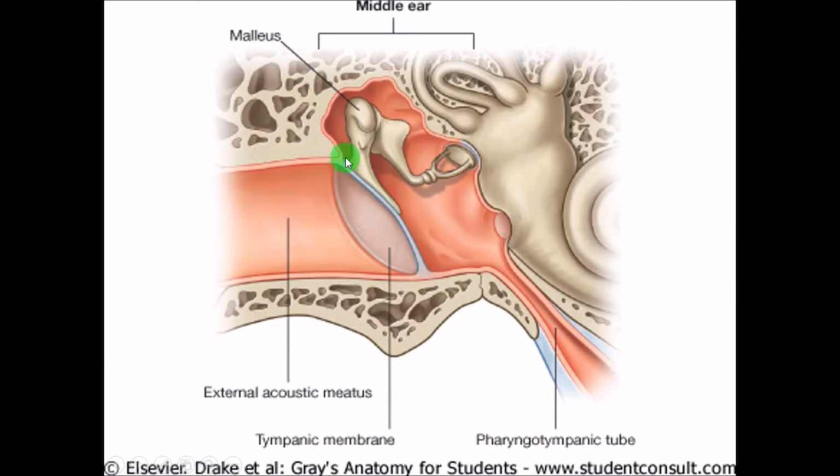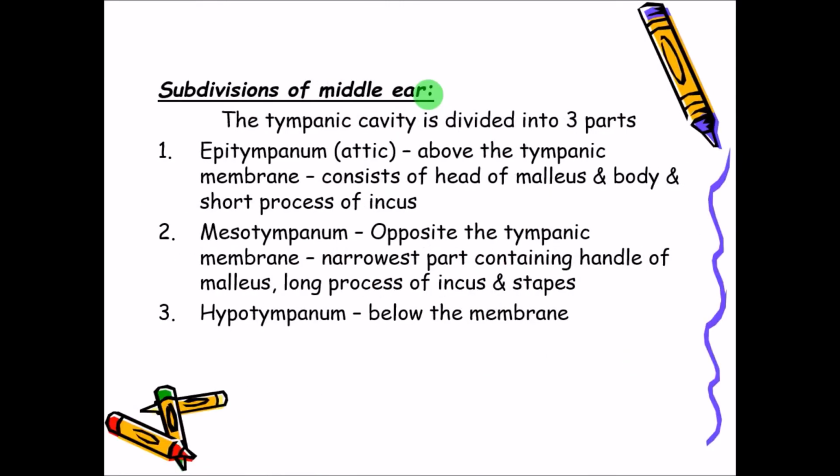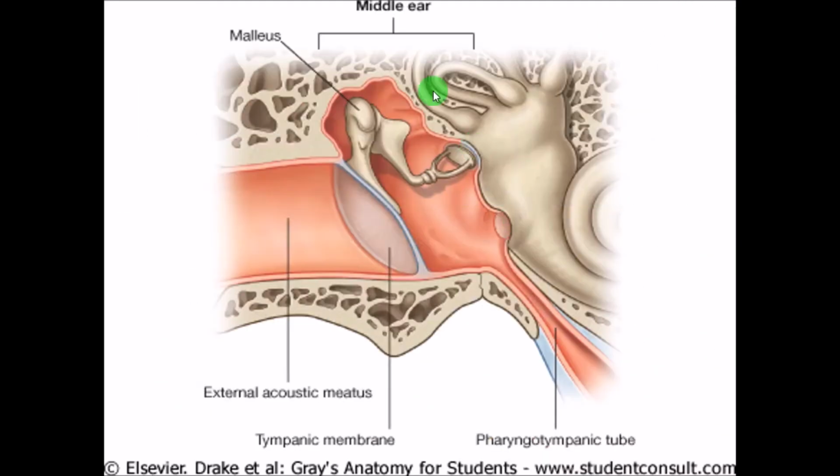If you see here, this is the middle ear, the whole thing. The part which is above the tympanic membrane is called the epitympanum. This is called the mesotympanum, which is behind the tympanic membrane, and below this is called the hypotympanum. So this is the epitympanum, also called the attic, where we can see the head of the malleus, the body as well as the short process of the incus.